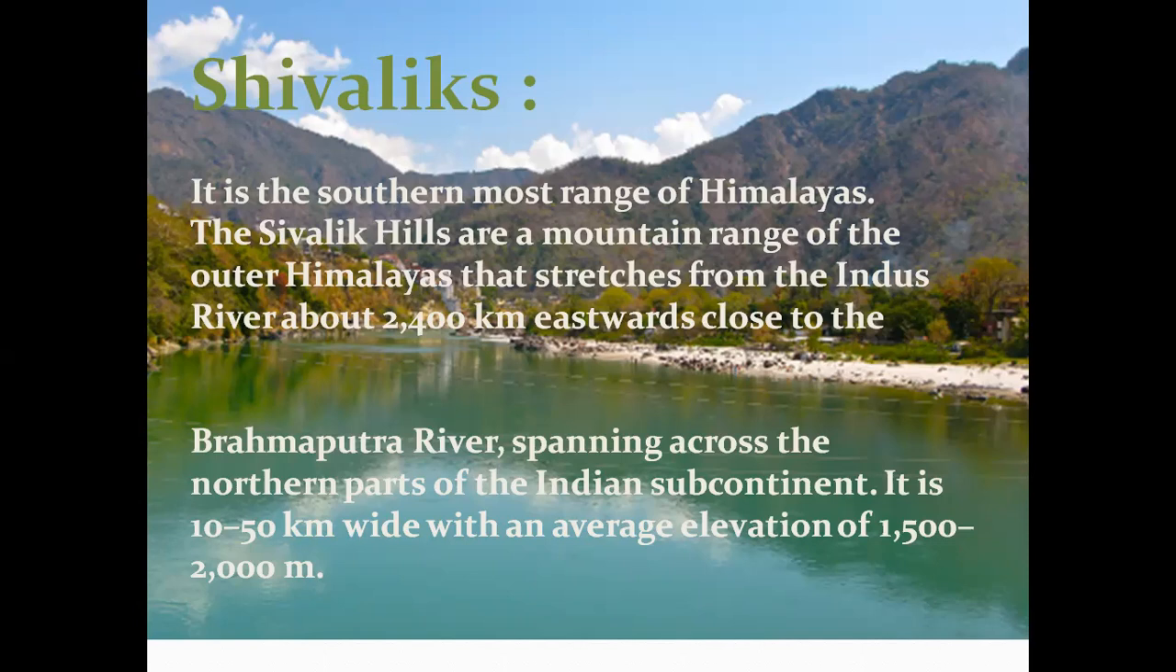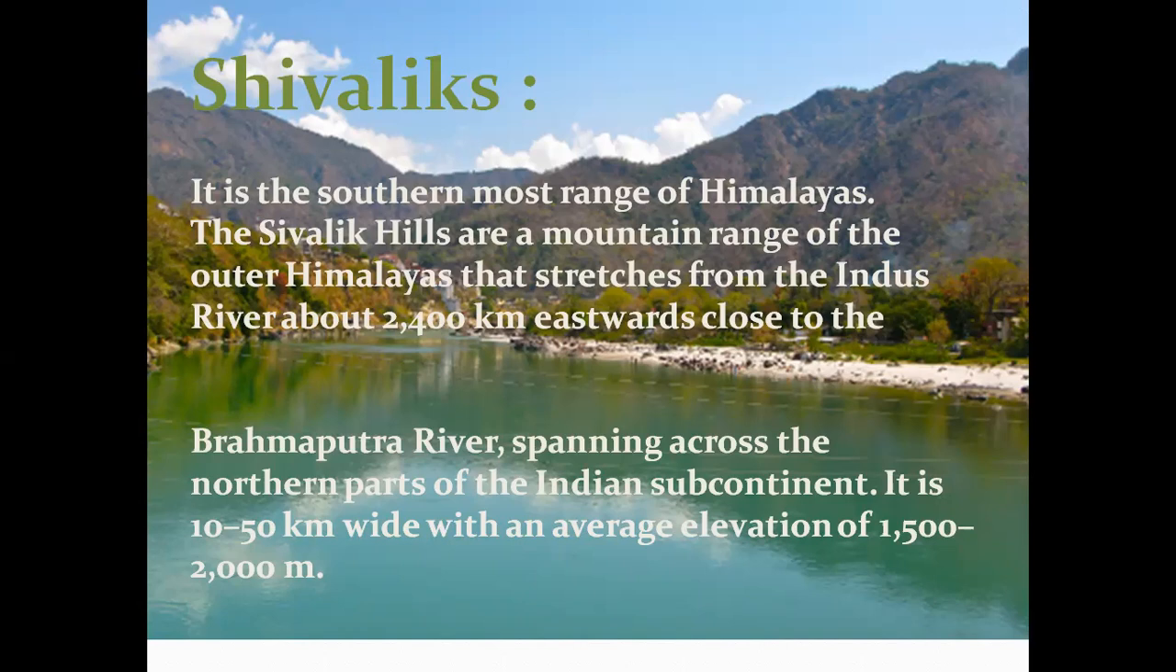The Outer Himalayas stretch from the Indus River, about 2,400 kilometers of area is covered, and the Brahmaputra River is spanning across this area. As you can see, the Brahmaputra is on the eastern side.